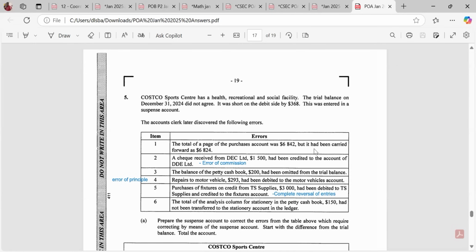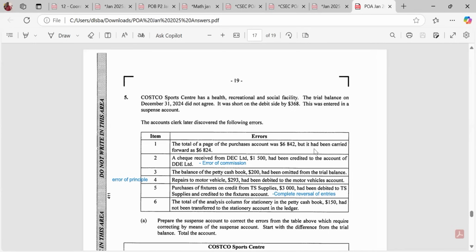So it was supposed to be 6,842, but they put 6,824. Did they put too much or too little? 6,842 is what they were supposed to put, but they put 6,824. Too little, right? So when they calculated it, they put 18 too little. So the purchases account is always what? Debited. So to fix the purchases account, we would have had to debit it 18.